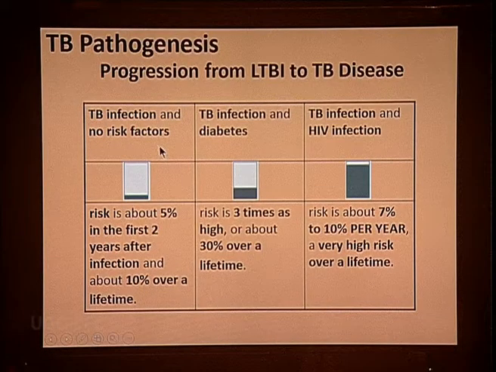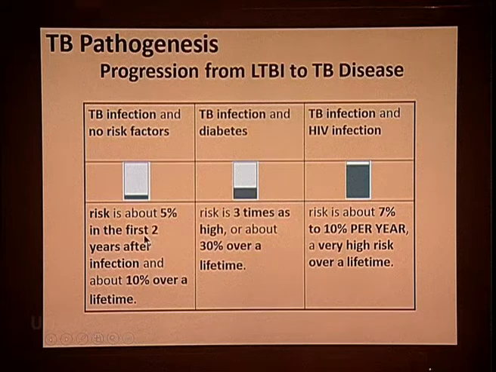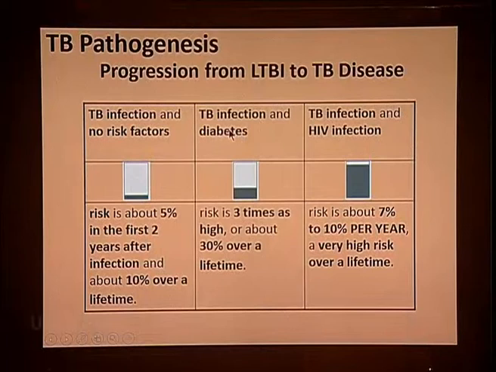So when there is TB infection and there are no risk factors, then the risk is low. It's about 5% in the first 2 years after infection and about 10% over the lifetime of the individual. So it is not very high. But when there is TB infection along with diabetes, then the risk becomes 3 times higher. Okay. So overall, we have about 30% risk of development of TB disease from LTBI.